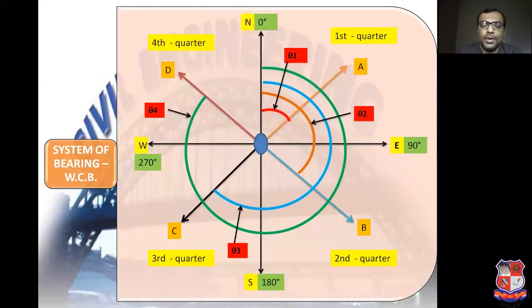One is the WCB system, known as the whole circle bearing system, and the second is the quadrantal bearing system, which is similar to the reduced bearing system. So we are dealing with the WCB and RB systems here from the conversion point of view. We are showing in the slide the WCB system.